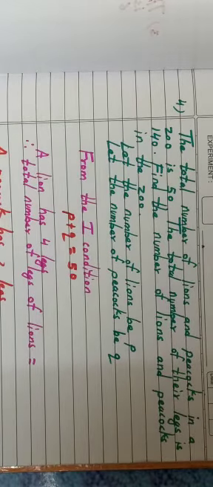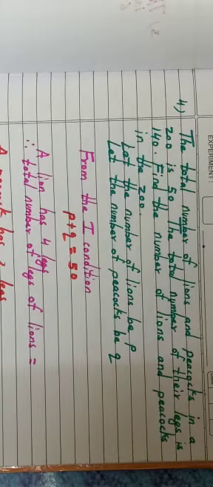I'll give you a simple example. If we are having 10 peacocks, 1 peacock, 2 legs. So 10 peacocks will have how many legs? 20, right? So 2 into 10 is equal to 20. So the number of peacocks is Q. So 2 into Q, which is equal to 2Q.